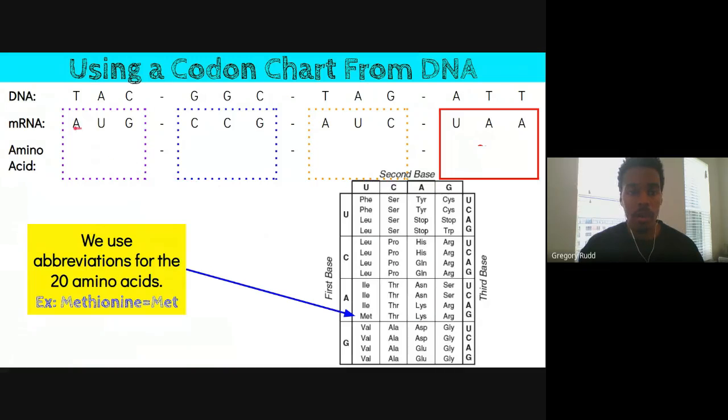So at this point, we have our codon right here, AUG. My first letter of the codon is A, so I'm looking in this general section. Met. My second letter is U, so I'm looking in this smaller section right here. And then my third base is G, so I'm looking down here at the bottom. That's MET, that's methionine.